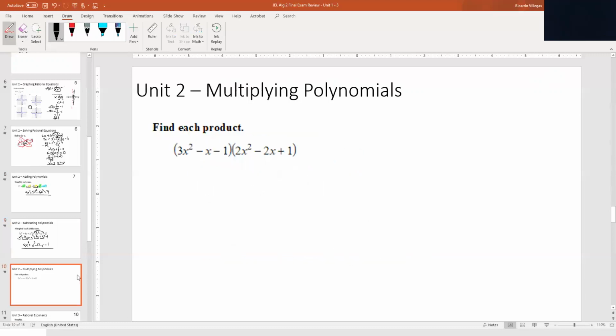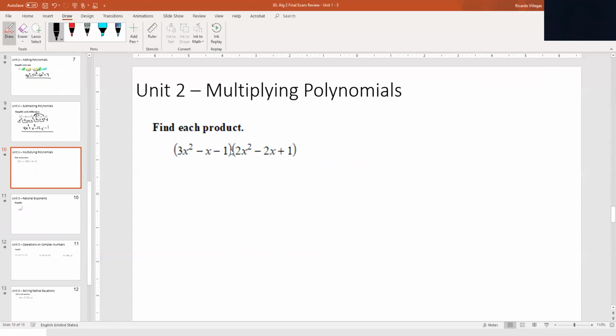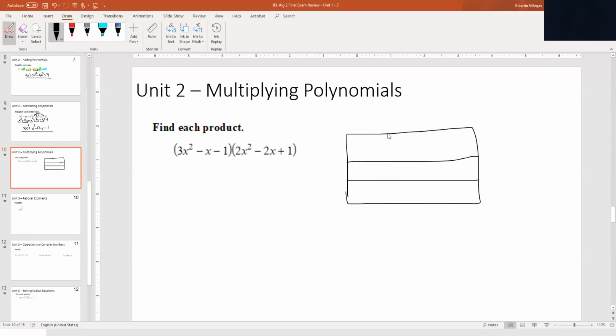Okay. And for the next problem, we are multiplying polynomials, which means that the parentheses are next to each other. So we're going to multiply. Now we multiply these using the area box method, which means that we have to draw a 3 by 3 box, or at least this is how I tell my students. So I have 3x squared minus x minus 1, and here I have 2x squared minus 2x plus 1, and now we multiply in order for us to be able to get terms inside.